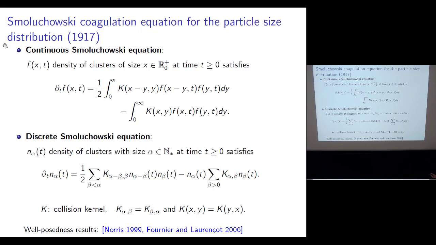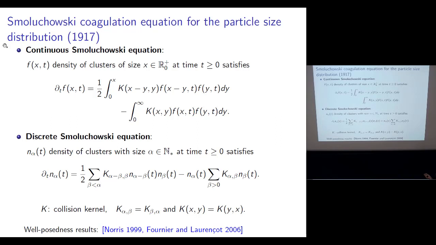This is an integral differential equation in the case where x is a continuum, in R. This is the continuous version. In the discrete version, we have a system of ODEs where alpha is the number of monomers that constitute one particle. The evolution is governed by a gain term that corresponds to collisions between smaller clusters, with size x minus y with clusters of size y to form one of size x, and the loss term, which corresponds to the coagulation of particles of size x with another particle. And the same in the discrete case.